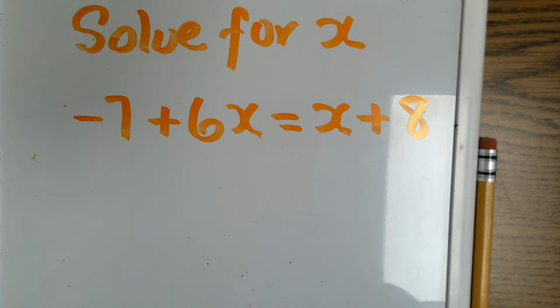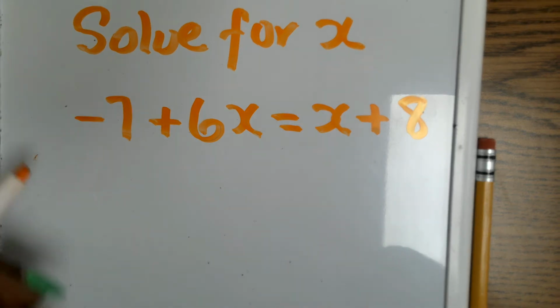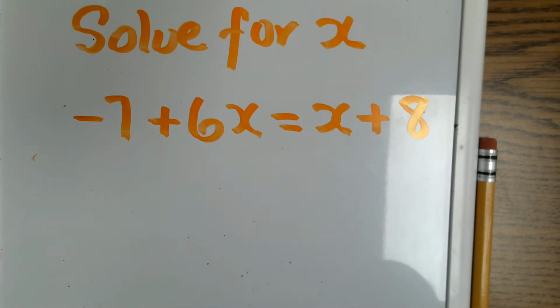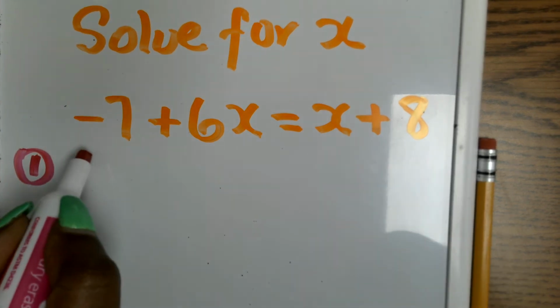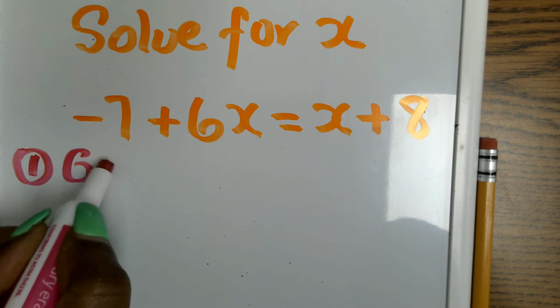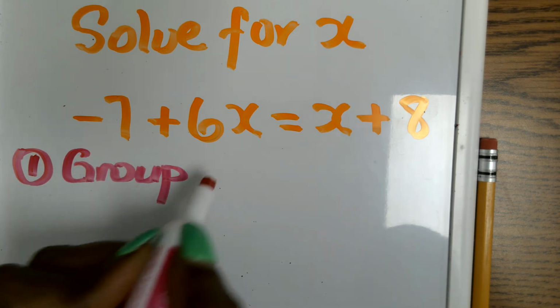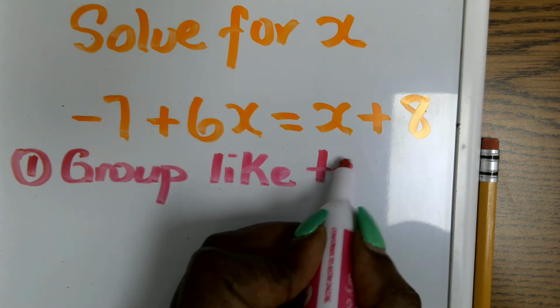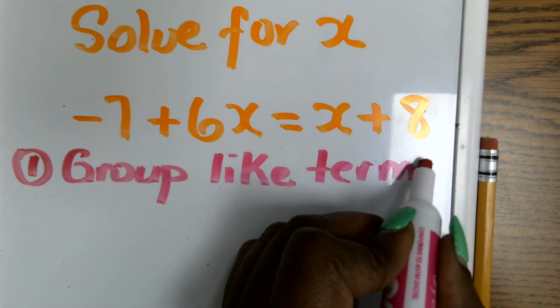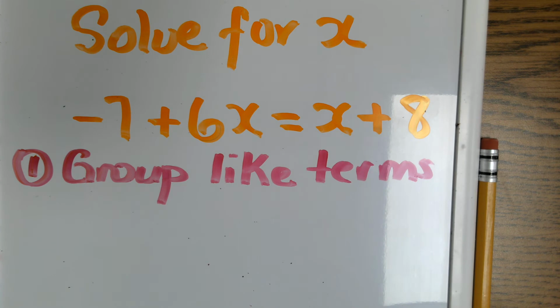So the first step we're going to take is step 1. We're going to be combining like terms, or grouping like terms. So that's our first step, group in like terms.